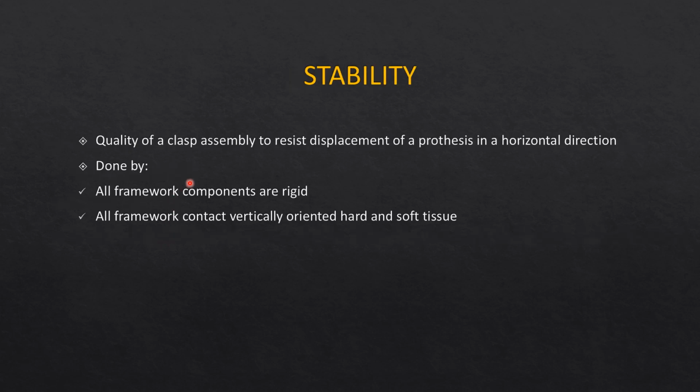Next is the stability. The stability is the quality of the clasp assembly to resist displacement of the prosthesis in a horizontal direction, that is in the horizontal plane, and this is achieved by all the framework components, that is the major connectors, the minor connectors, the saddle, the denture base, the reciprocal arm, and the retentive arm. They should all be sufficiently rigid. The second thing is the framework should contact the vertically oriented hard and soft tissues, that is the lateral walls of the residual ridges and the axial walls of the tooth. They all offer stability of the CPD frame.